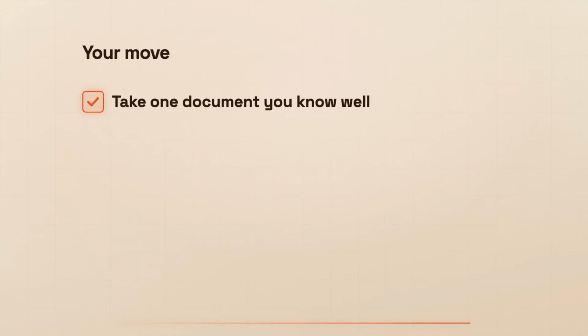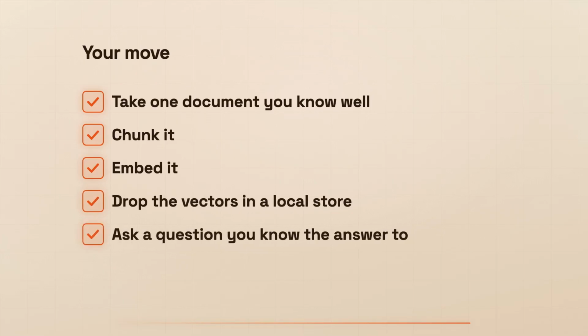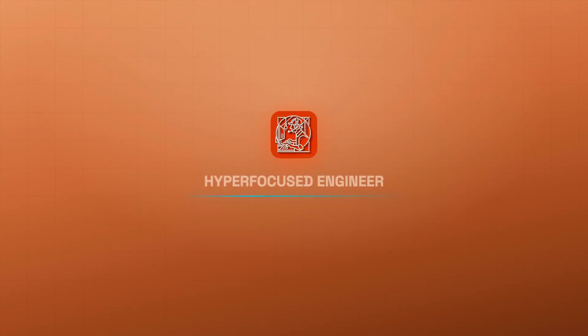Take one document you know well, chunk it, embed it, drop the vectors in a local vector store, and ask it a question you know the answer to. The first time it pulls the right paragraph and answers correctly, RAG stops being a buzzword and becomes a tool you own. Build that, then tell me in the comments what you pointed it at. The weird internal docs are always the best test.